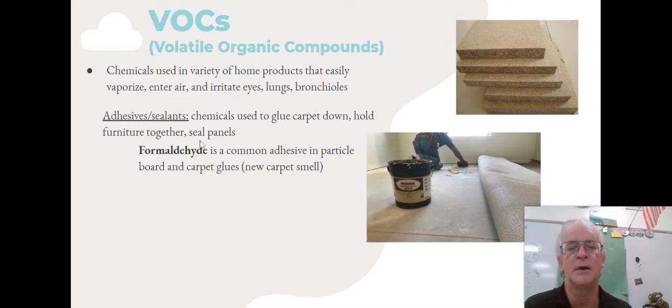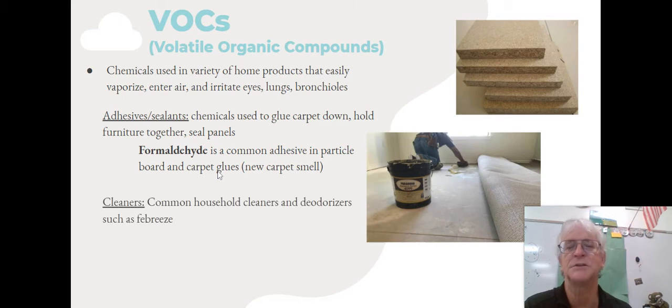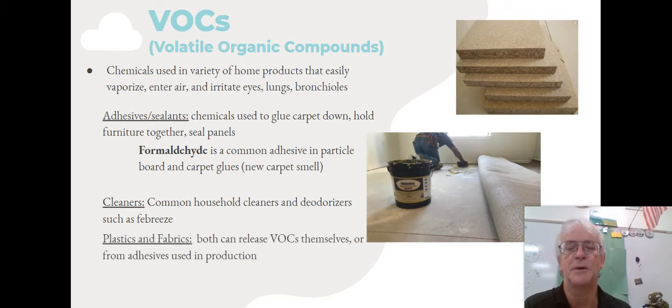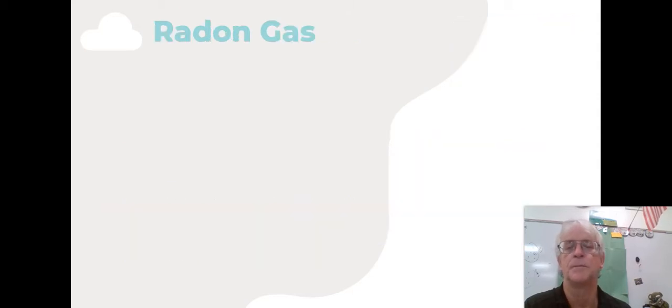One of them is formaldehyde. It used to be a common adhesive in particle board and carpet glues, no longer used. Cleaners such as household cleaners and deodorizers such as Febreze, plastic and fabrics both can release volatile organic compounds from the adhesives used in production.